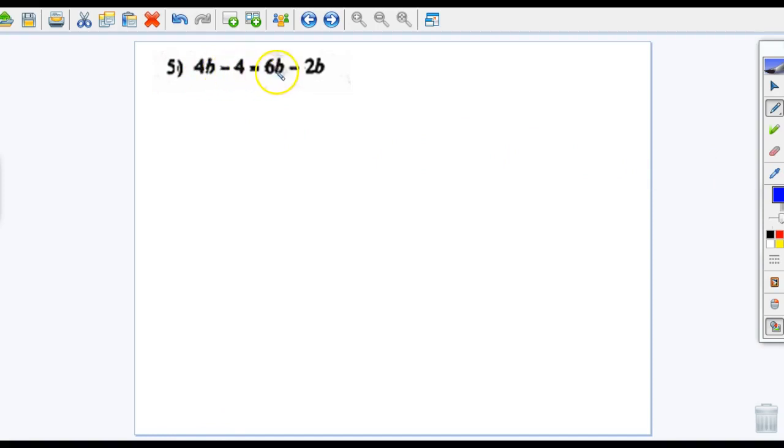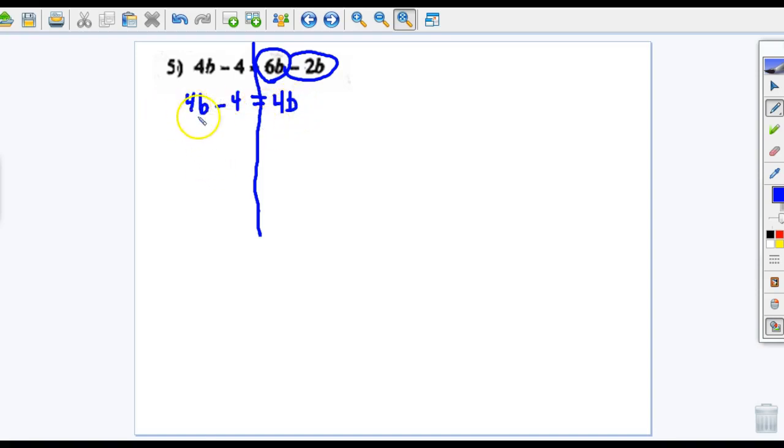4b minus 4 equals 6b minus 2b. So let's go ahead and draw that line down there. And this is actually very similar to what you had to do in class yesterday. So I'm going to start by looking at this problem on this side, because I notice that I have like terms. I have a positive 6b and a negative 2b. So I'm going to go ahead and subtract 2 from 6, which gives me 4, and my b tags along. And then I'm going to bring the rest of this down here.